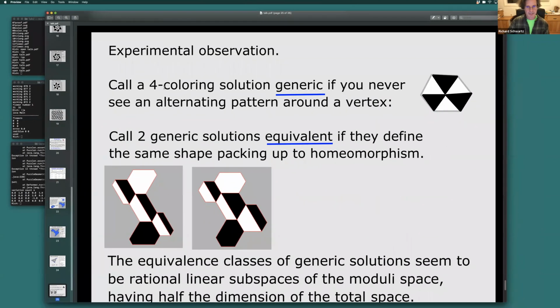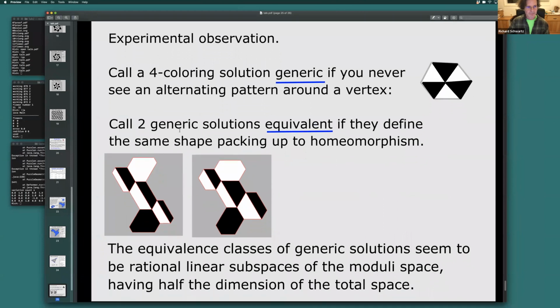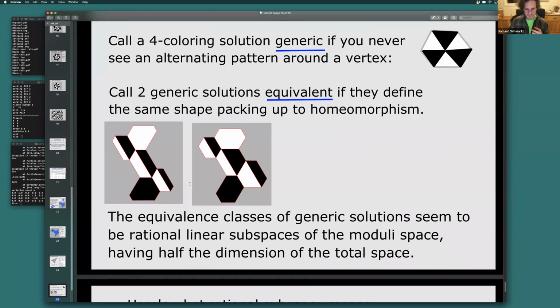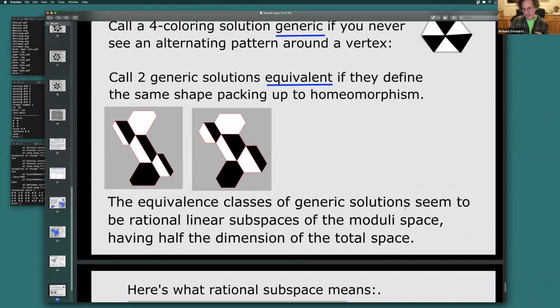This is all I was saying: if you call a four-coloring solution generic if you never see this pattern around a vertex, and then call two generic solutions equivalent if they define the same shape packing up to homeomorphism like this, then the equivalence classes of generic solutions seem to be rational linear subspaces of the moduli space having half the dimension of the total space.